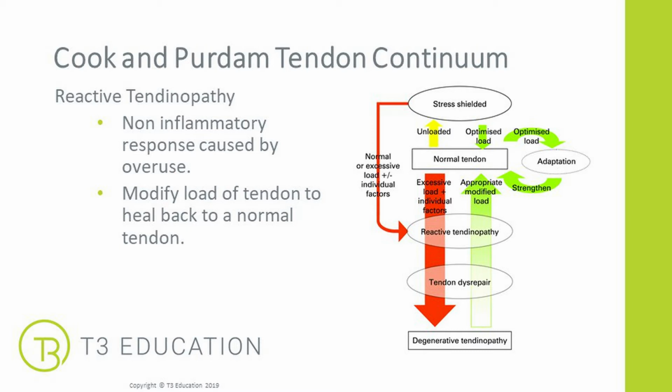And this may happen if your client has increased exercise with a sudden burst after a more sedentary lifestyle, or a change in training which has happened quite quickly, so that the tendon isn't quite prepared for that change in activity levels. There may be some short-term thickening seen in the area of the tendon, but not all of the time. And this is where we want to modify the load of the tendon to heal back to a normal tendon.